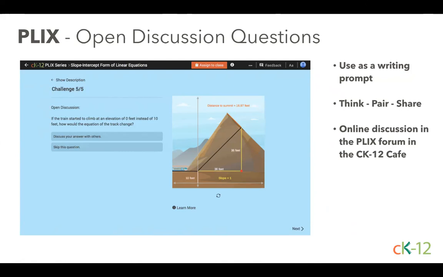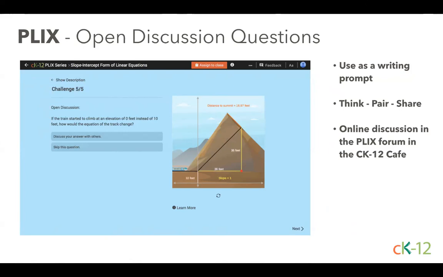One thing you can do with this is have the students use it as a writing prompt. When you're done with the PLIX that I'm using as a warm-up, go ahead and write down a solution based on what you've experienced to this open discussion question. And we love when our students write about our content. Writing across the curriculum is a key component in education now. Another way that you can use this is do a think, pair, share, where the students think about what the answer is, and then they pair up and discuss that with each other, and then one of those people reports out to the class what they came up with.